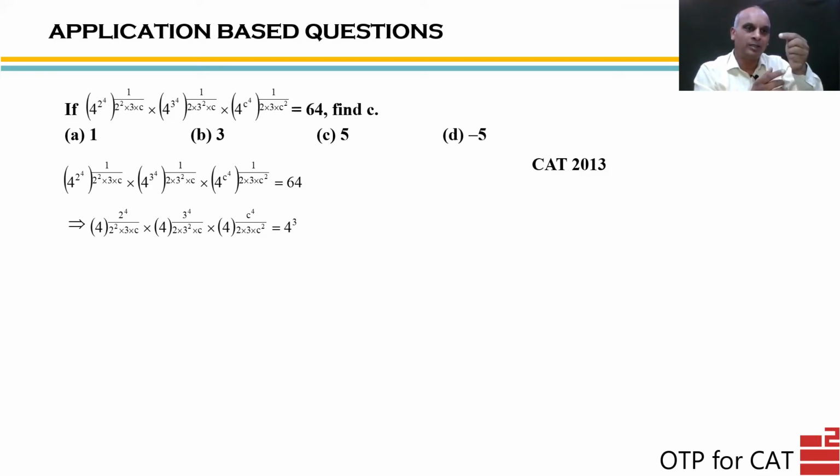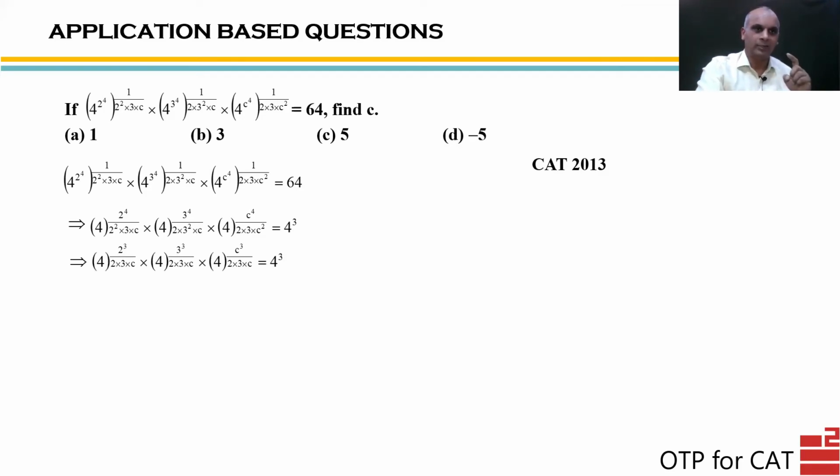And if I cancel only one 2 in the first power between numerator and denominator, I will get this expression, that is 4 to the power, now we have in the power 2^3 divided by 2 into 3 into c. In the second also, I remove one factor of 3, I'll get 3^3 divided by 2 into 3 into c. And likewise for the third one, a single c is cancelled. Now if you choose to cancel two 2's and two 3's and two c's, it makes no difference, because later on it will boil down to the same thing. Having done this, we now realize that in the powers, the denominators are the same.